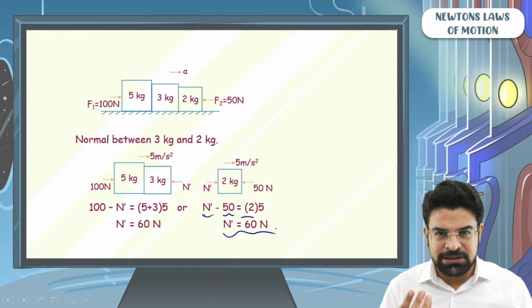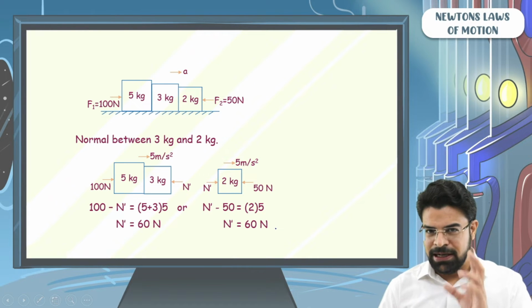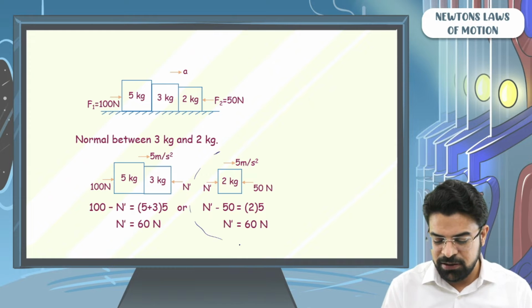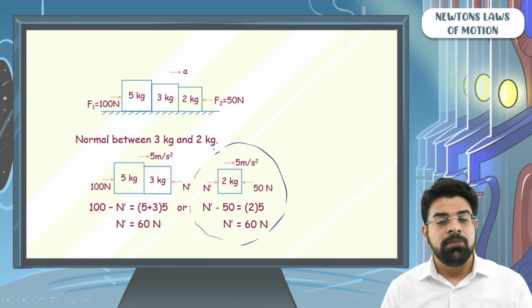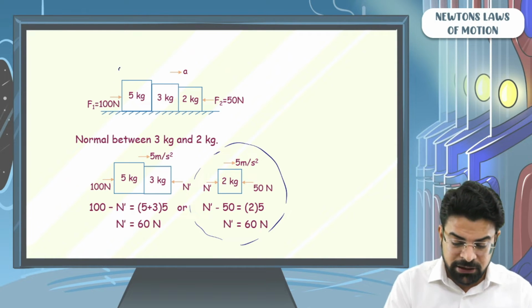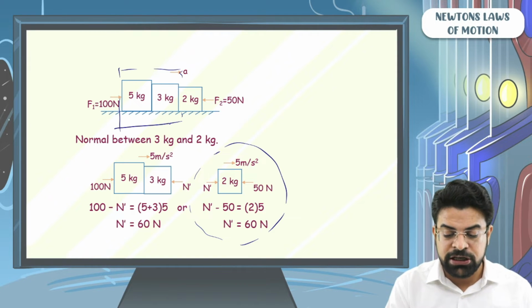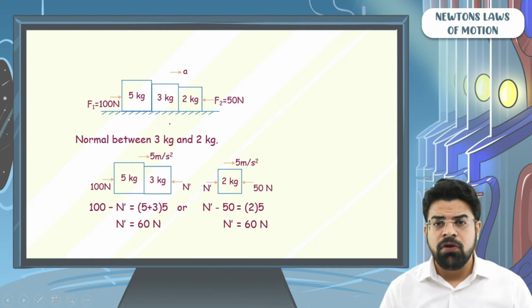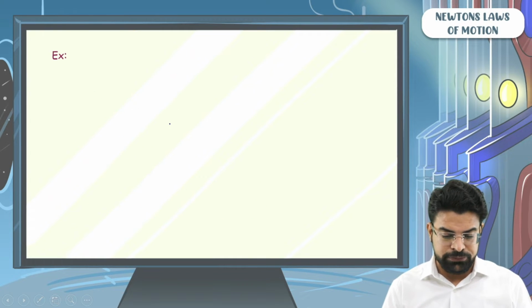Both give the same result. So I know that you might have liked writing the force equation on the 2 kg block. But you should understand that we can even write the force equation on the 5 kg, 3 kg system. What if rather than having blocks, we have a string? So let's see that case.